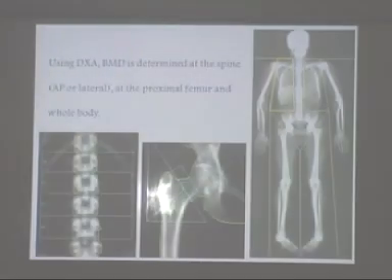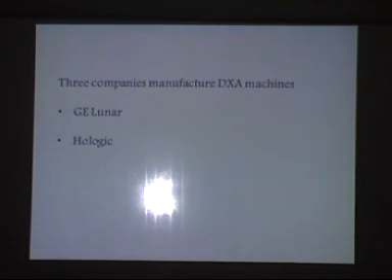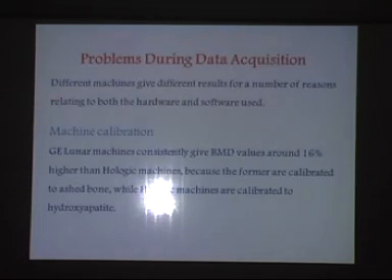Body, less head. And we have 3 companies that manufacture the DEXA machines, and this is very important, it is not an advertisement: Lunar, Hologic and Norland. Norland is a very minor provider, and so we are left with Lunar and Hologic machines. And they cause problems when we assess a patient repeatedly, okay? Because there are problems during data acquisition.